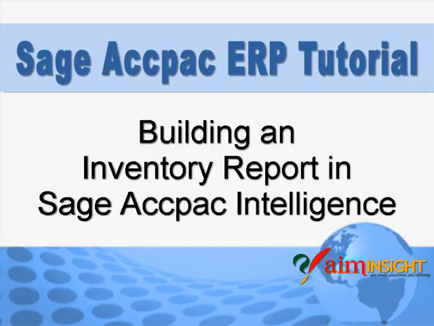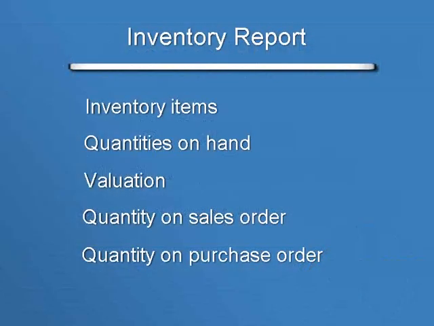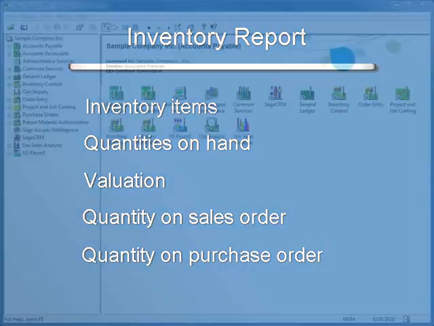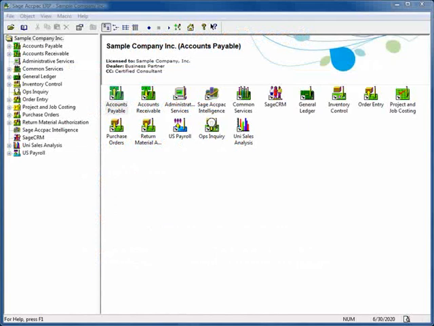In this tutorial, we'll create a new inventory report that shows inventory items with quantities on hand and inventory valuation, quantity on sales order, and quantity on purchase order. So now let's walk through the steps for creating this report.